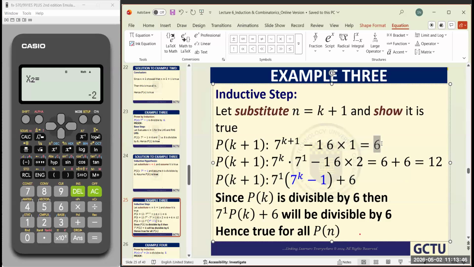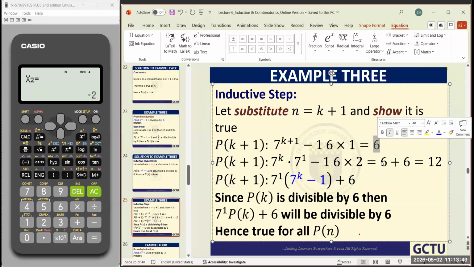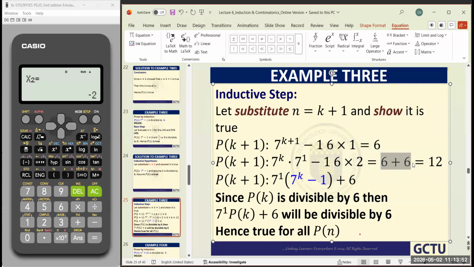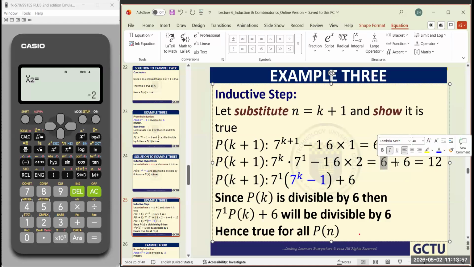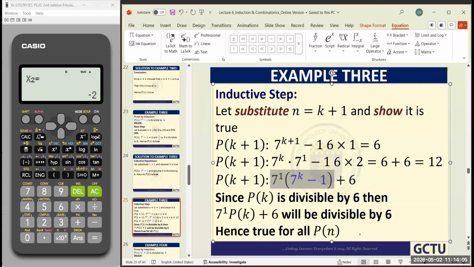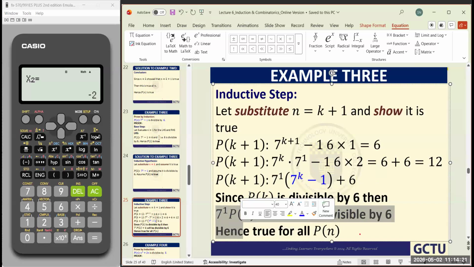If something gives me a result, I call this P of k, and then after getting P of k, I add plus 6. Even though I don't know what P of k is, since P of k is divisible by 6 and I'm adding 6 to it, that means the whole thing here is divisible by 6. That is the argument I'm using here. P of k is 7^k minus 1, and if I add 6 to it, this whole thing is divisible by 6. So that's what I've written here: 7 raised to the power 1 times P of k plus 6 will be divisible by 6 because this originally is divisible by 6. Hence, it's true for P of n.